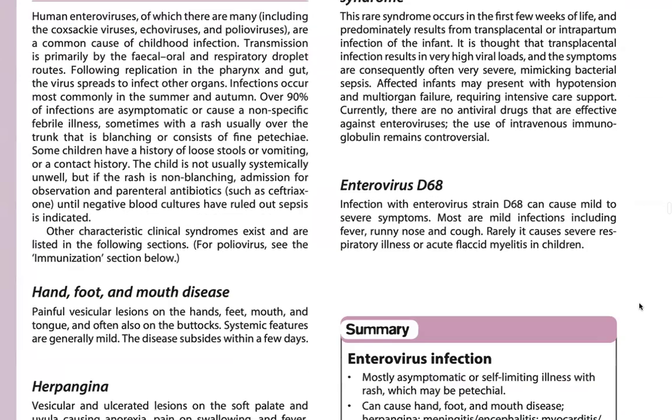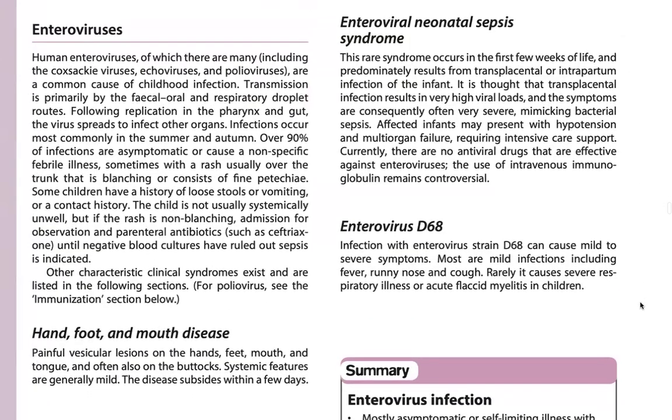Now, enteroviruses. Human enteroviruses, which include the Coxsackie virus, echovirus, and poliovirus, are a common cause of childhood infection. Transmission is primarily by the fecal-oral and respiratory droplet routes. Following replication in the pharynx and the gut, the virus spreads to infect other organs. Infections occur most commonly in the summer and autumn. Over 90% of infections are asymptomatic or cause a non-specific febrile illness, sometimes with a rash, usually over the trunk, that is blanching or consists of fine petechiae.